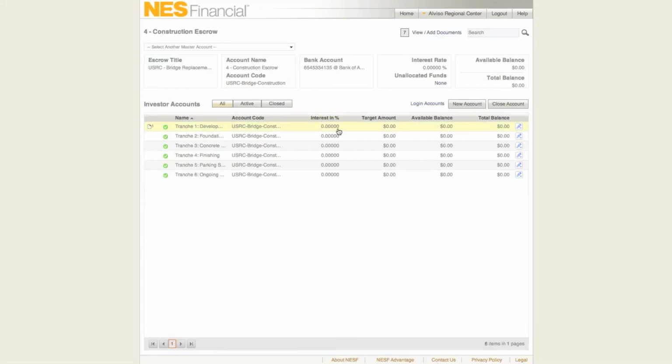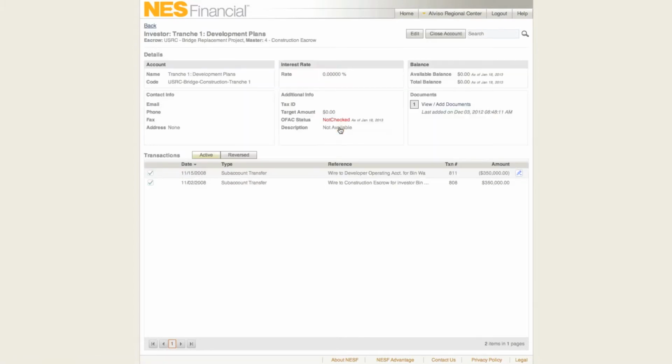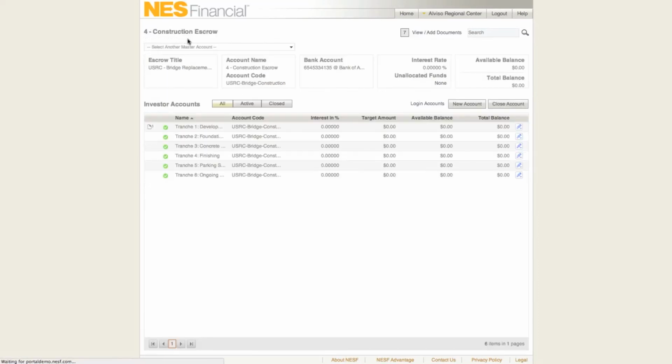Over in the construction escrow, we'll follow through on the first tranche, where we can see on November 2nd his initial transfer of $350,000 is deposited into the construction escrow for the first tranche. When this phase of construction completes, the money will then transfer over to the developer's operating account, where it will sit until the developer refinances the project.